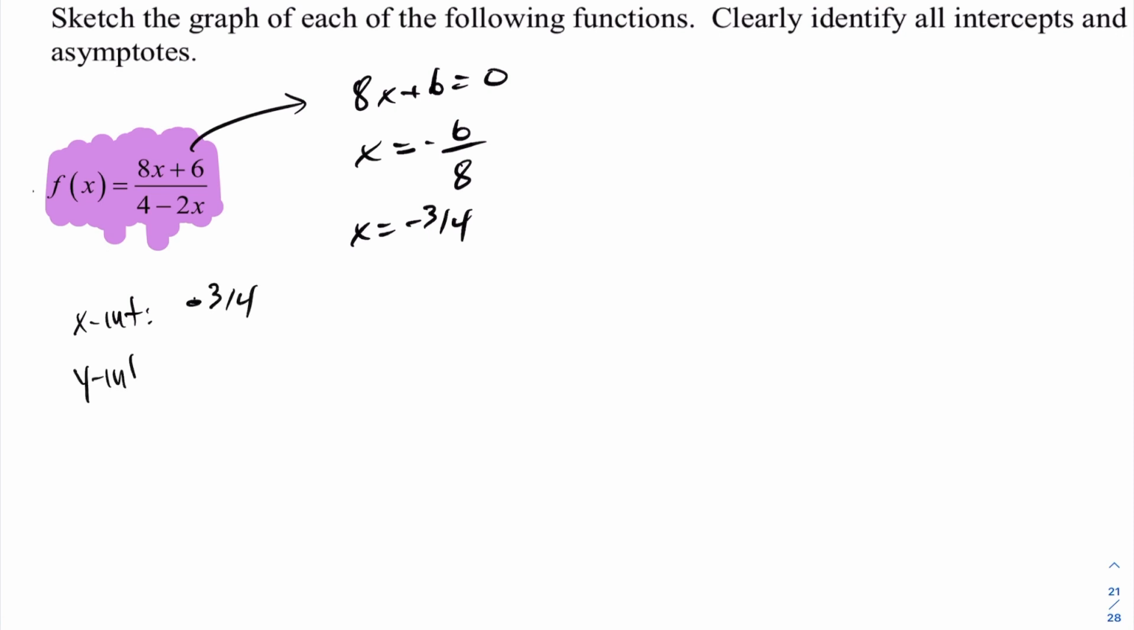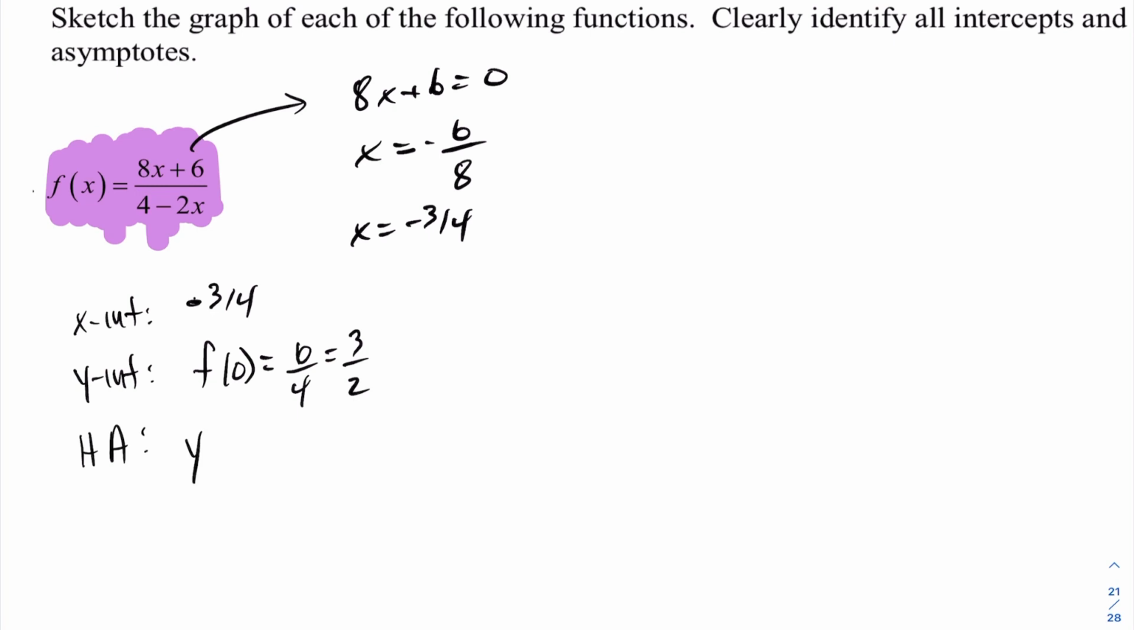The y-intercept happens when you evaluate the function itself at 0. Evaluating the function at 0 here, we end up getting 6/4, and reduced that becomes 3/2. Continuing on, you'll notice that the degree of the top and the degree of the bottom are the same. Whenever the degree of the top and bottom are the same, we create what's called a horizontal asymptote. So we have a horizontal asymptote here.